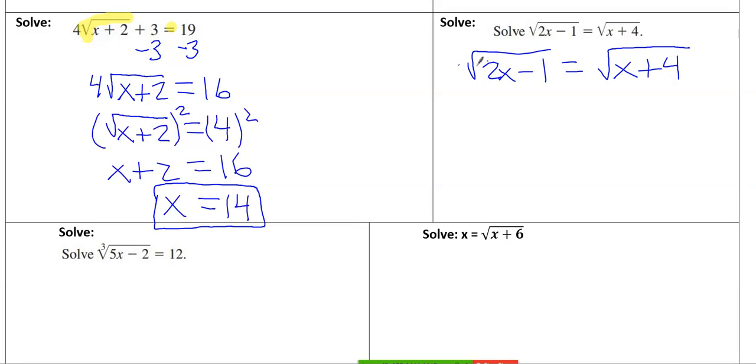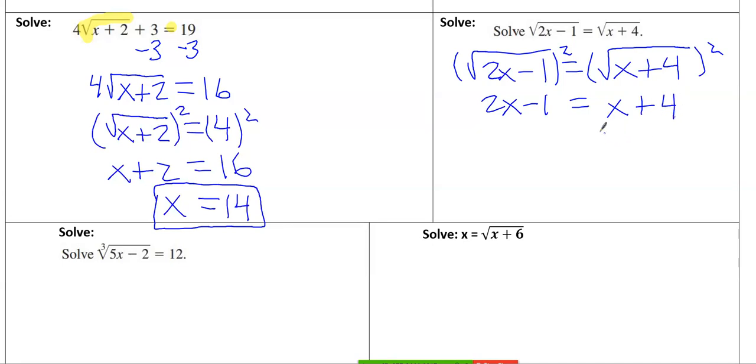Okay, so if I have square roots, I have radicals. The radicals are already by themselves. I guess I can just square them both. Let's see what happens. We're going to find out together. 2x minus 1 is equal to x plus 4.